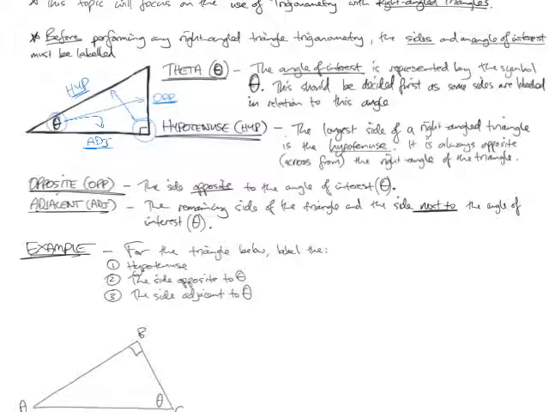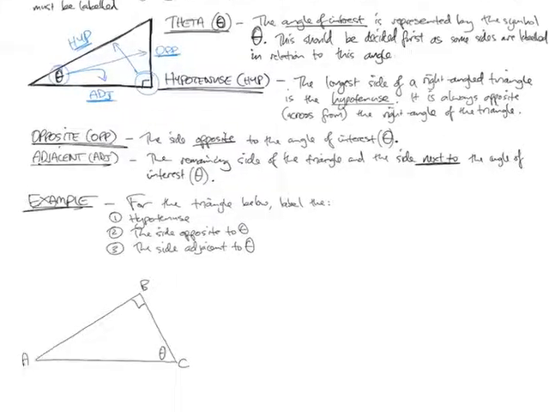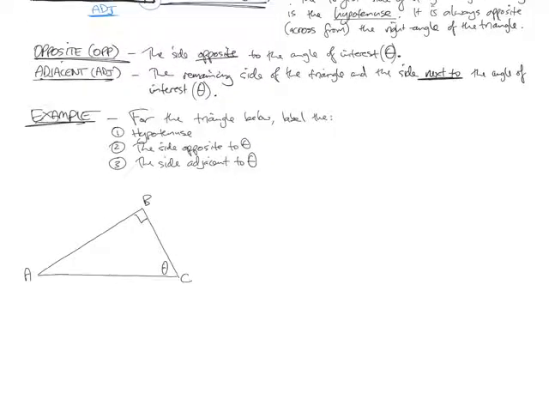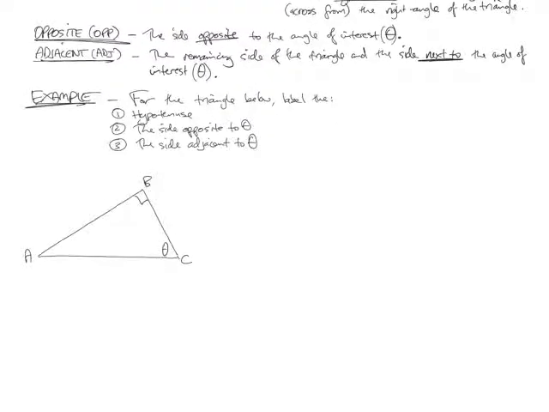So some of the exercises that you'll be doing are just quickly labeling some triangles. So they're pretty simple. So here's an example of that. For the triangle below, label the hypotenuse, the side opposite to theta, and the side adjacent to theta.